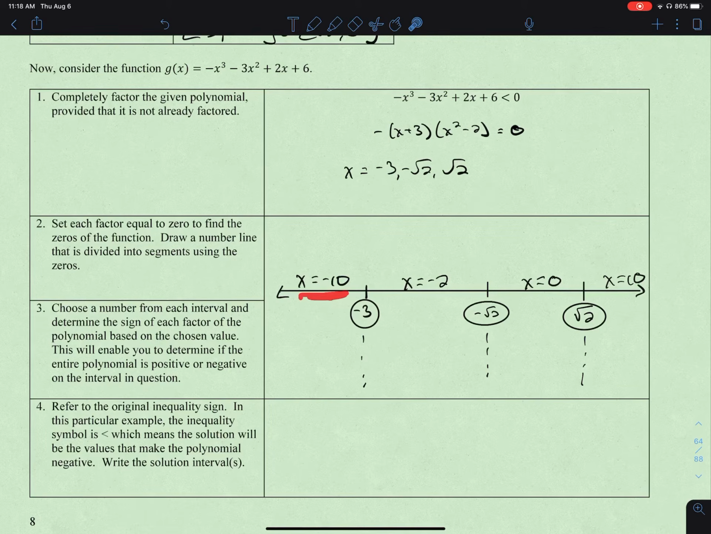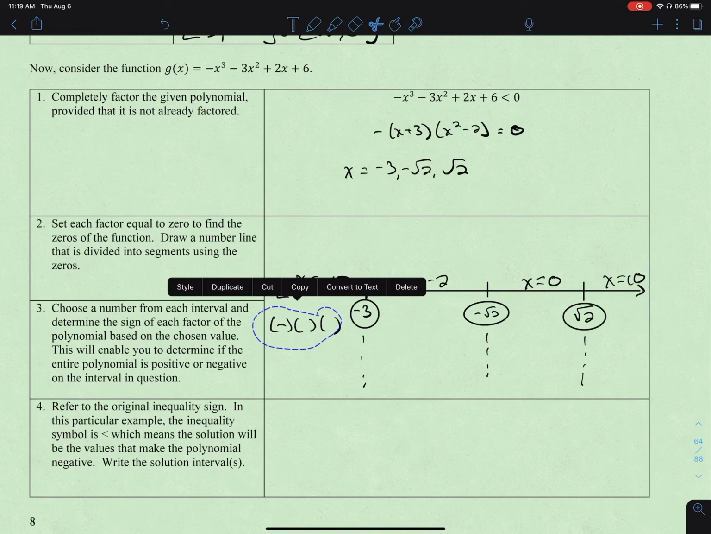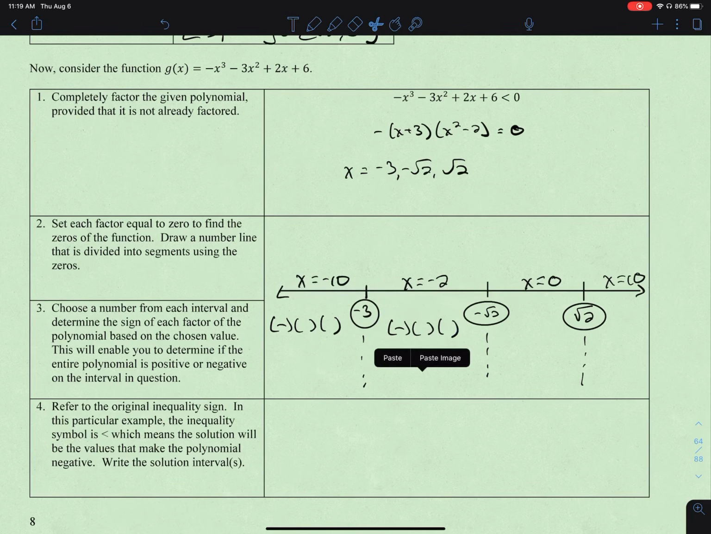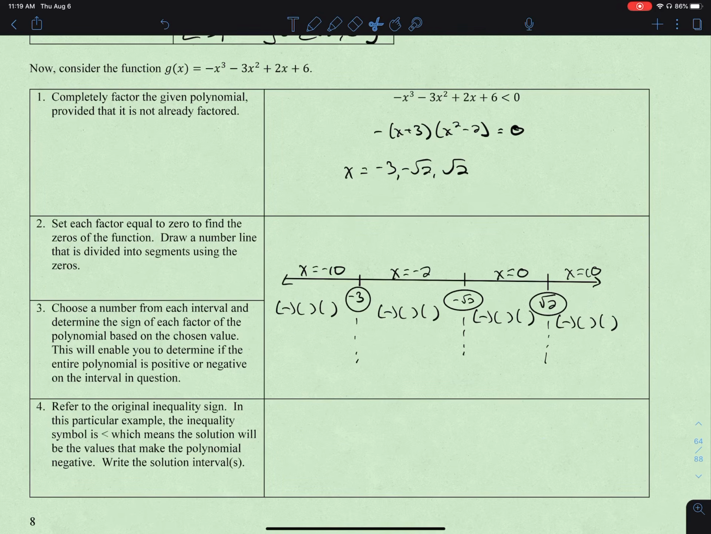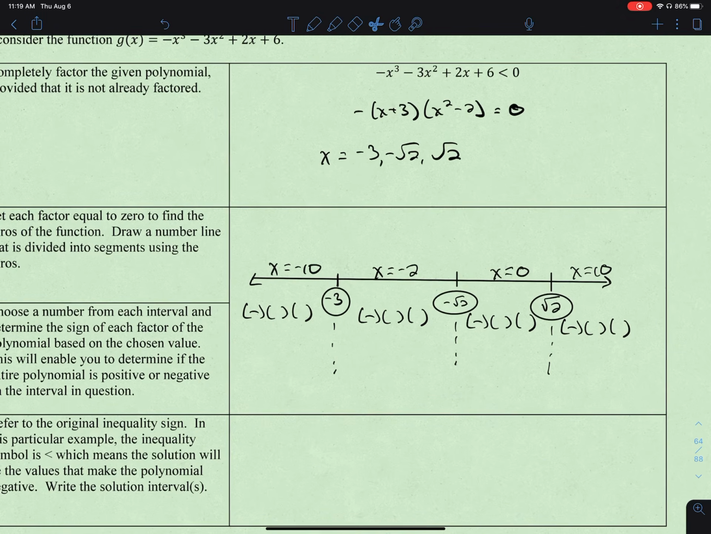We're then going to take each test point and plug it into the factored version of this. Now keep in mind the way I have this written, there are 3 factors, 1, 2, 3. This first one's negative every time. So I have a negative one followed by 2 terms that might be positive or negative. It's always negative, that first one, because it's a negative 1 out front. No matter what number you put in for x, it is not going to change that.